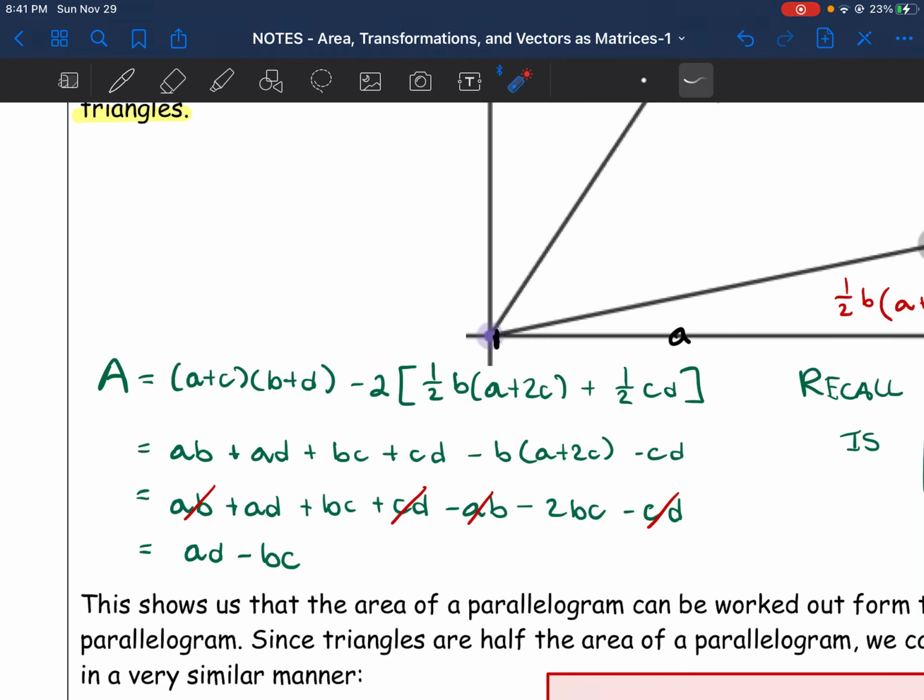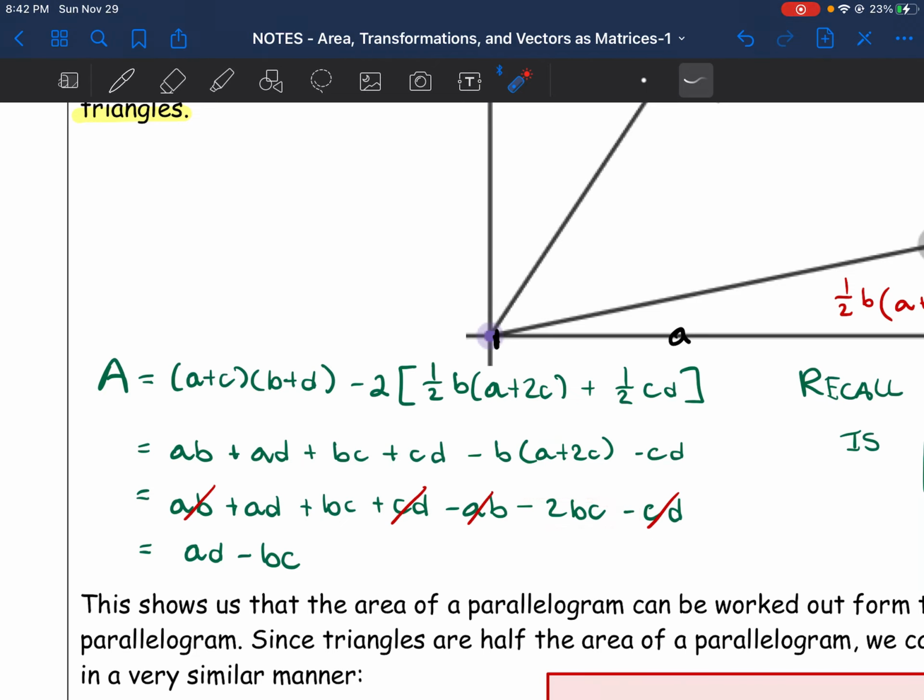Then taking this -2 and distributing into the brackets here, -2 times 1/2, well, that's just going to be -1. And then we have the B times A plus 2C. And then -2 times 1/2 is again going to be -1. And then we have the C times D right here. Let's go ahead and take this -B and distribute. So -B times A is -AB. -B times 2C is -2BC.